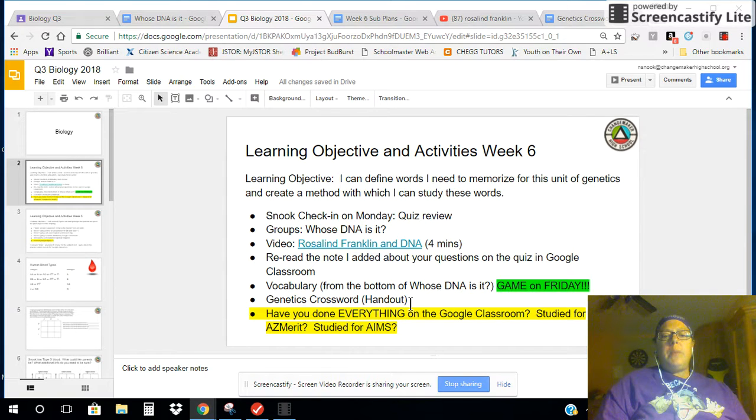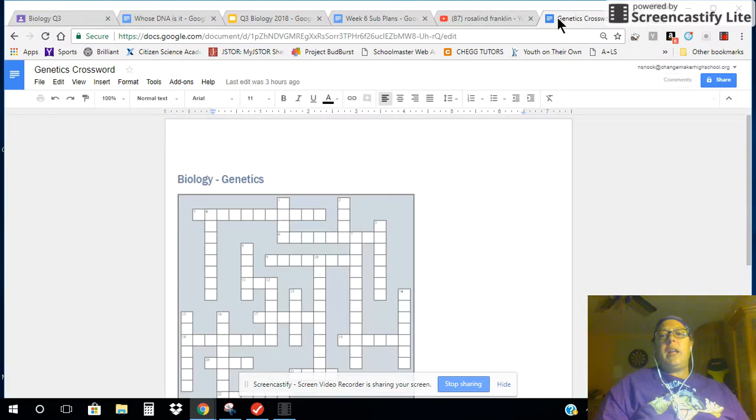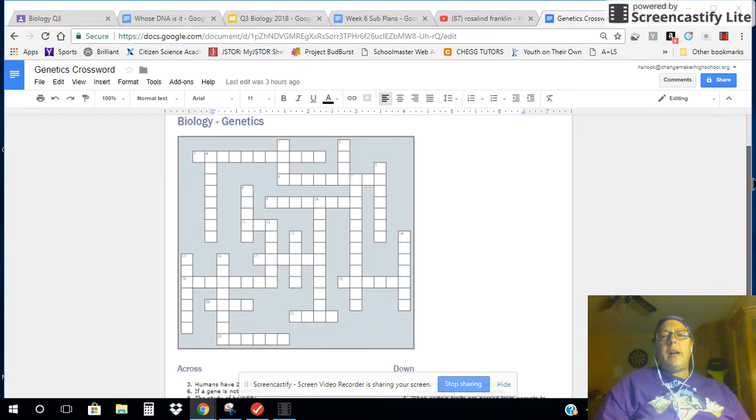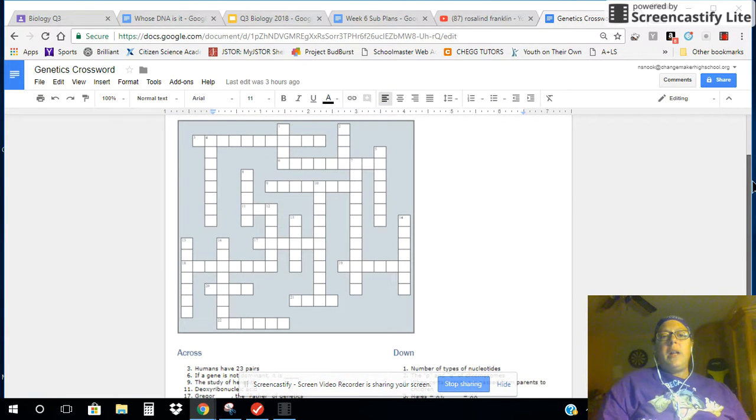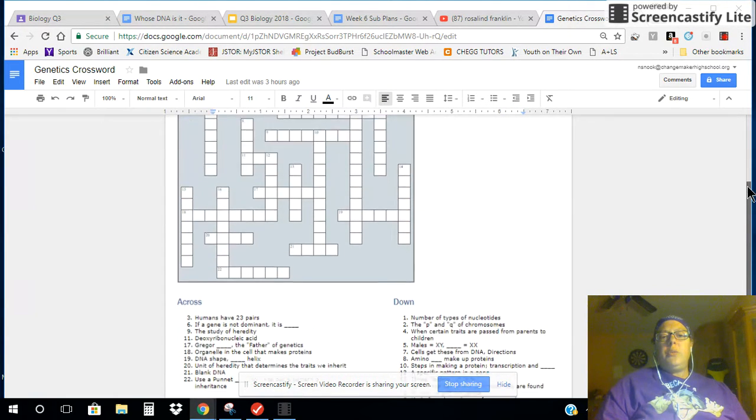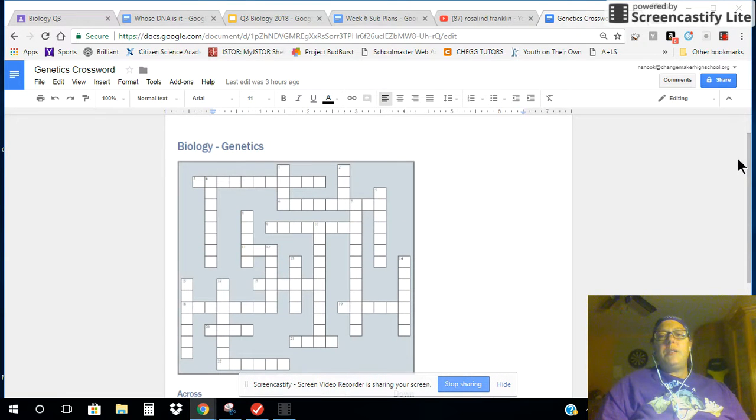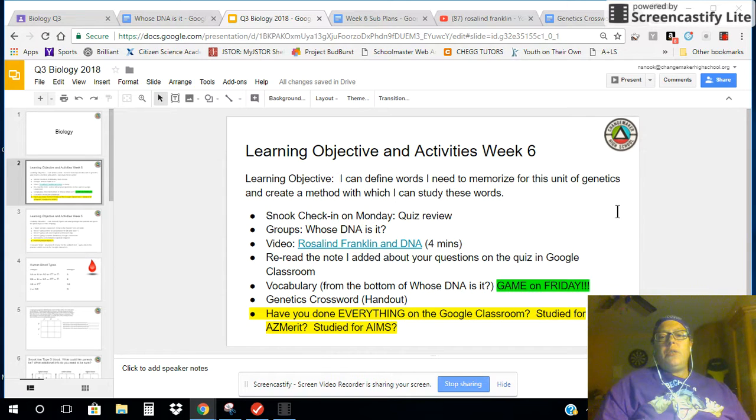Also, to help you with the vocabulary is a genetics crossword. So I recommend you do the vocabulary first, and then you get the handout of the crossword that will look like this. That will need to be printed out, and the clues are down here. You will fill those in based on what you learned. Hopefully this answers any questions and lets you know what is expected of you this week.